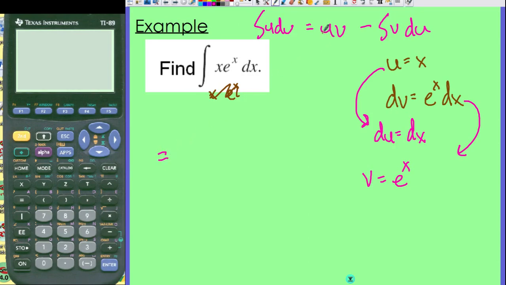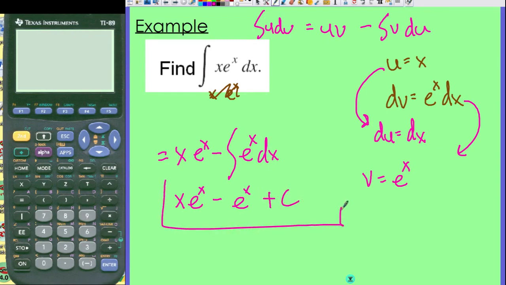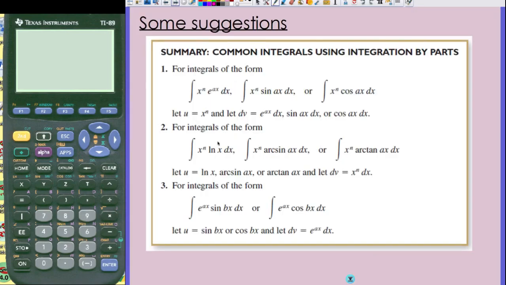My integral is going to be u times v, so x times e to the x, minus the integral of v, so e to the x, du, which is dx. Can you integrate this? You betcha. It'll be negative e to the x. So my final answer is x e to the x minus e to the x plus c. You're trying to make something you can integrate easily. If this wasn't easy to integrate, you might switch around your u and dv.